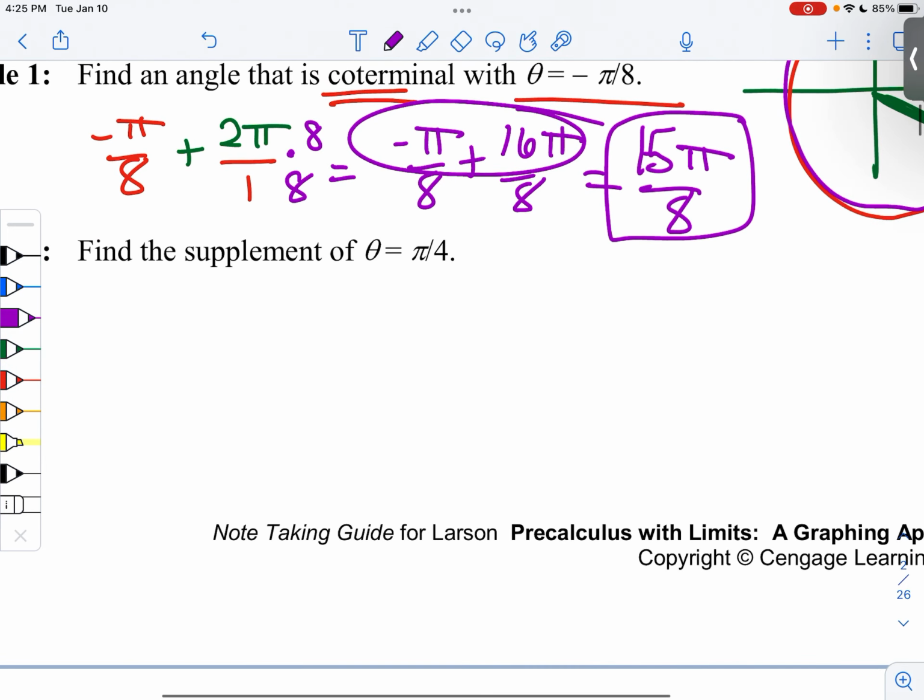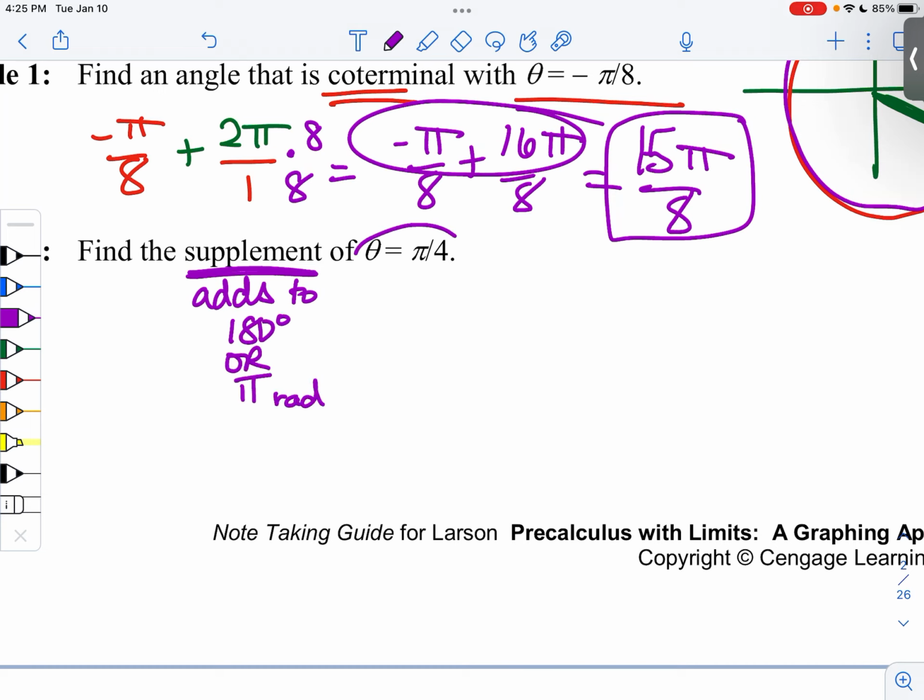How do we find the supplement of pi over 4? So remember, supplement means adds up to 180 degrees or pi radians. So if theta is pi over 4, I know theta plus its supplement equals pi. So I'm going to say pi minus theta equals my supplement.